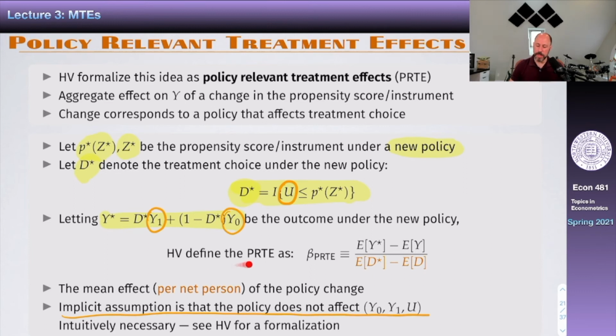And so Heckman and Vytlacil define the policy relevant treatment effect as follows: beta PRTE is the expected value of Y star, okay, minus expected value of Y, expected value of the outcome under the new policy, minus the expected value of the outcome under the old policy, divided by the expected value of the treatment under the new policy, minus the expected value of the treatment under the old policy. Okay? The mean effect net per person of the policy change. And that's a policy relevant treatment effect.